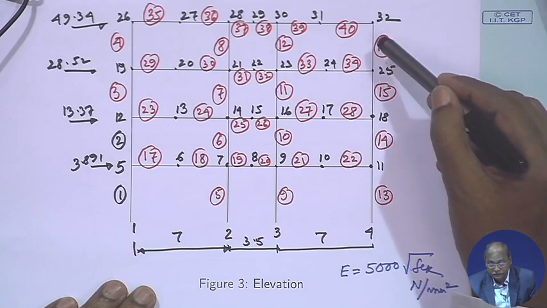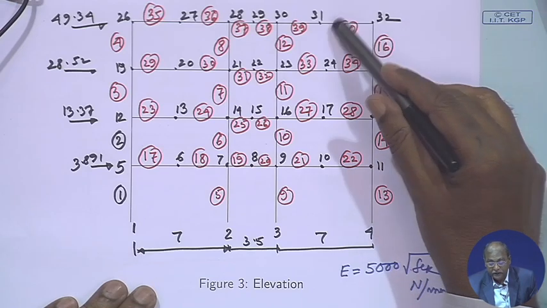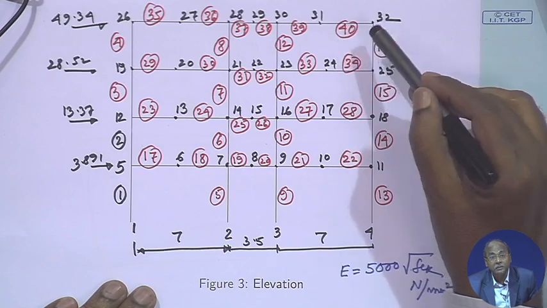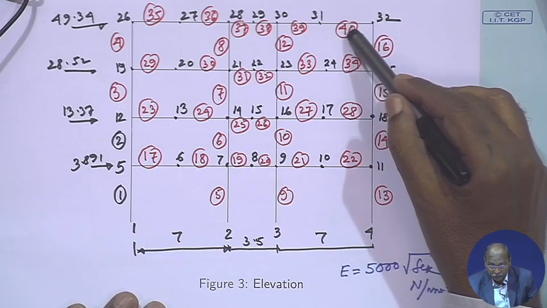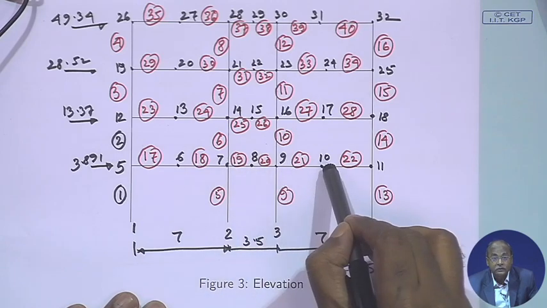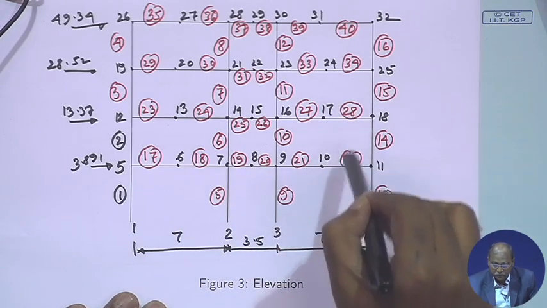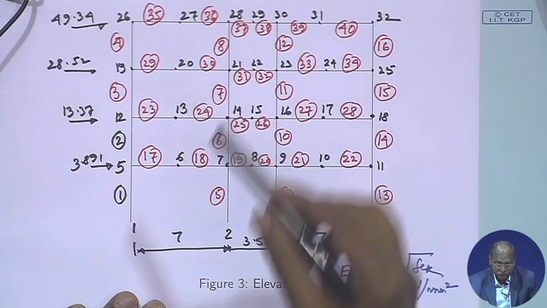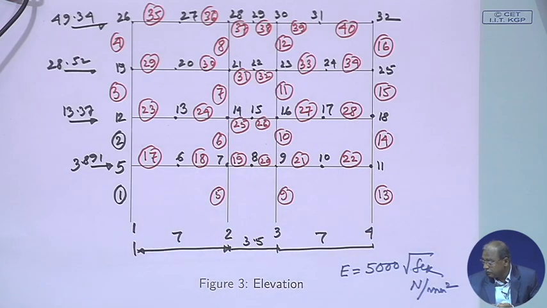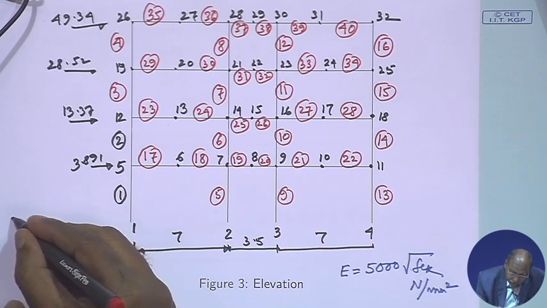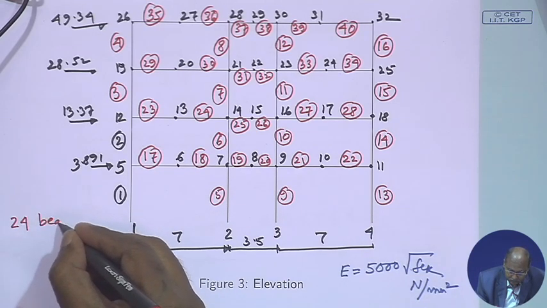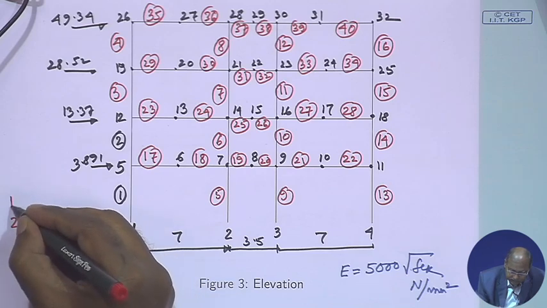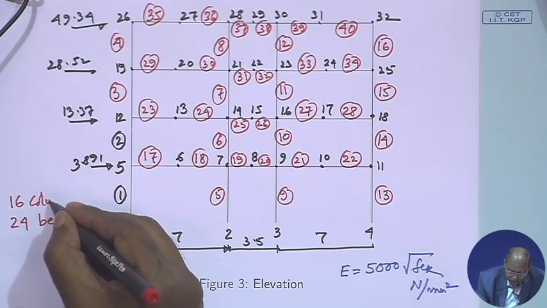We are having 16 columns and the remaining 40 elements. So, we are having 24 beams: 1, 2, 3, each of them 6 into 4, so 24. Just note this down here: 24 beams and 16 columns. Why have we made it 16?